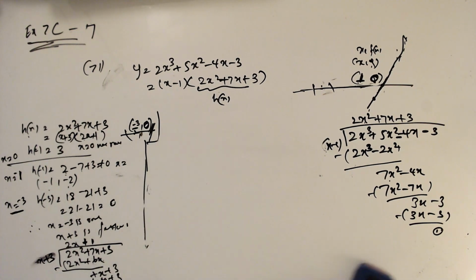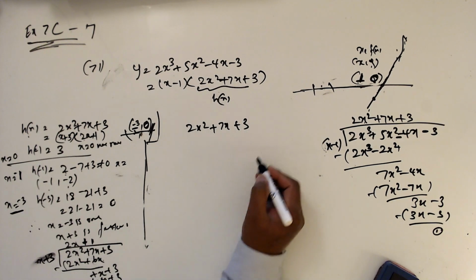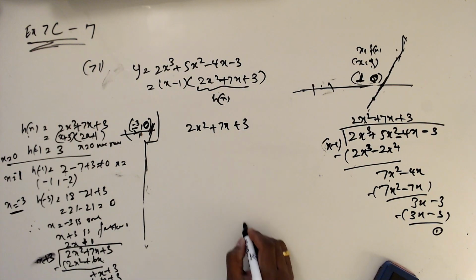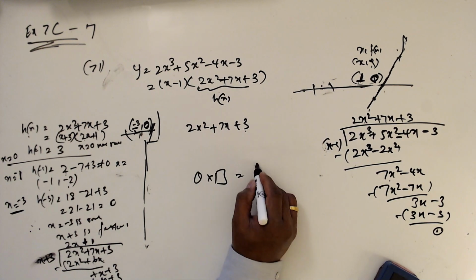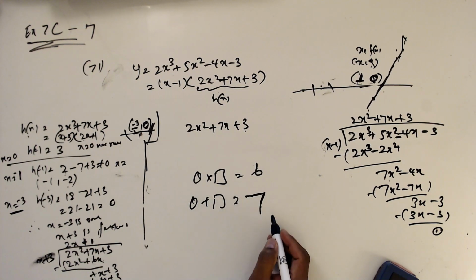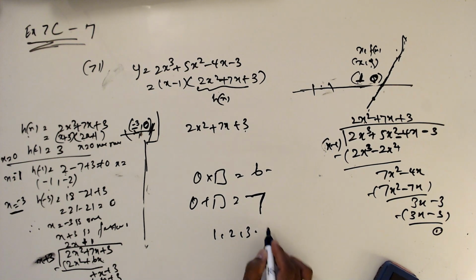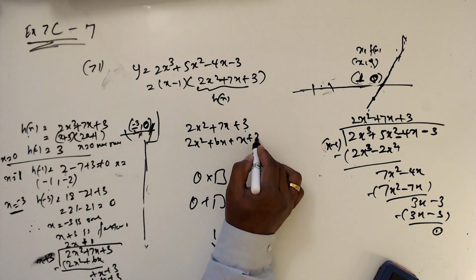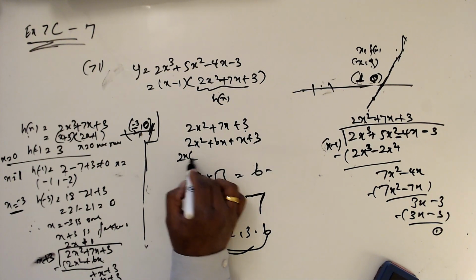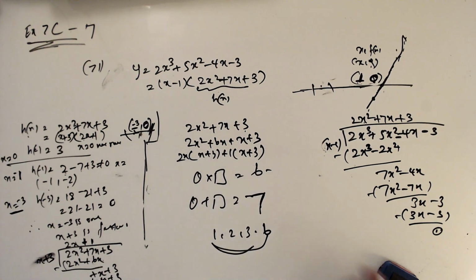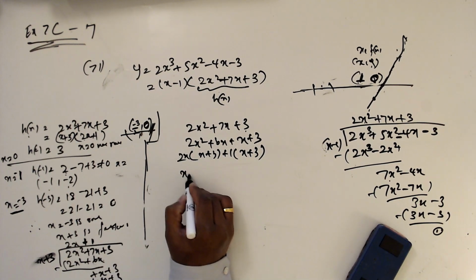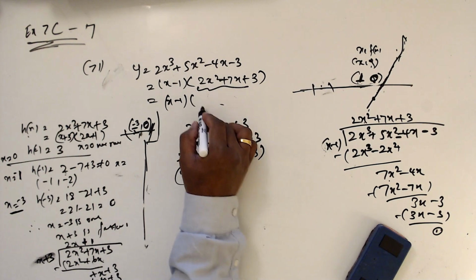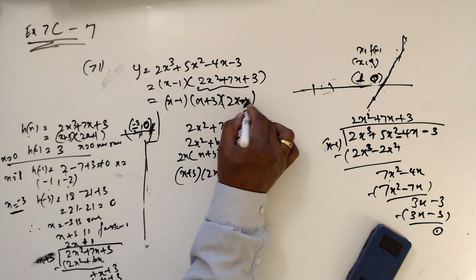What is the other way? The other way is the simple way. 2x squared plus 7x plus 3. We find two numbers that, when you multiply, you get 6, and when you add those two, you get 7. What are the factors of 6? 1, 2, 3 and 6. 6 times 1 works. So then 2x squared plus 6x plus x plus 3. Take 2x out: 2x times x plus 3. Take plus 1 out: x plus 3. Now this is going to be x plus 3 out, 2x plus 1. So now you break this one: the cubic equals x minus 1 times x plus 3 times 2x plus 1.